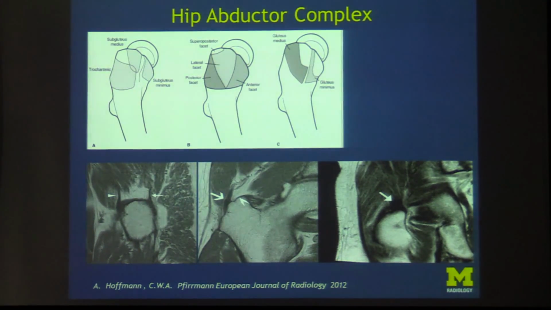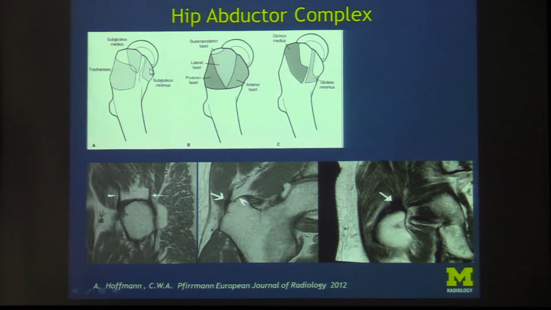Moving on, lateral compartment. And here we're talking about the abductor complex. So we have the gluteus minimus attaching on the anterior facet, and we have the gluteus medius attaching on the superior posterior facet and the lateral facet. And there are also a number of potential bursas in this location. The largest one is the greater trochanteric bursa, deep to the gluteus maximus, overlying bone and tendon, but you also have the subgluteus minimus and medius bursa as well.